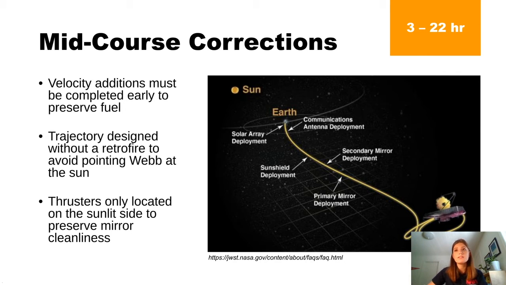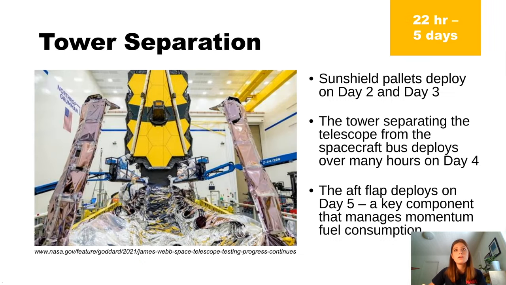And then next we have tower separation. This is the next major deployment section, but first the Sunshield pallets must deploy. Those are the silver structure coming out of the screen in that picture towards you. Those are really folded up in the observatory like this, and those just fold down forward. And so those are what's going to hold the Sunshield in place.